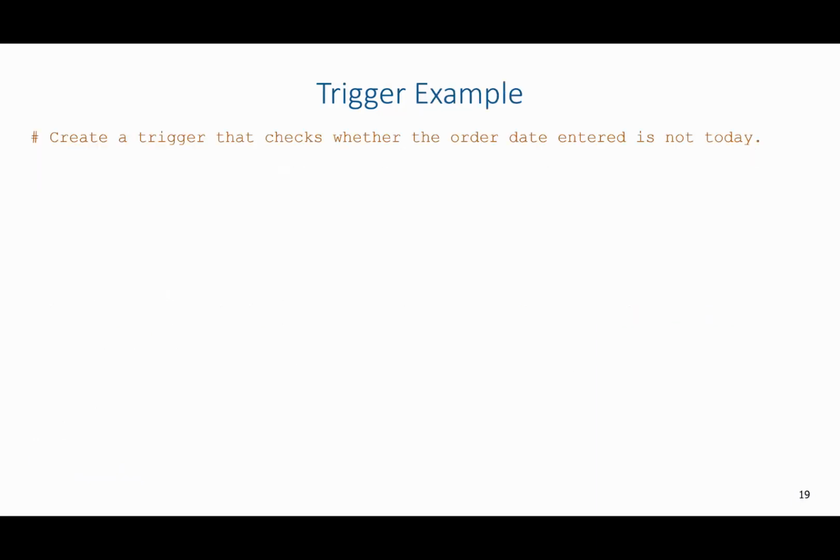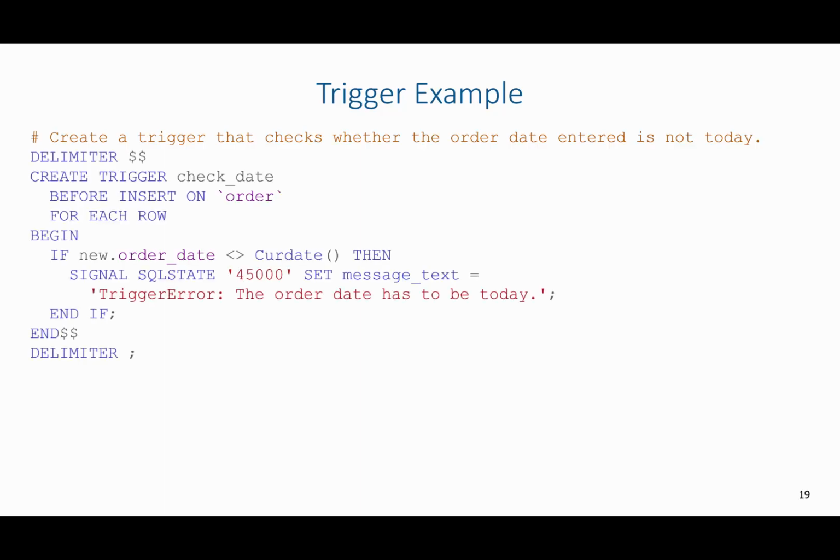If I wanted you to create a trigger that checks whether the order date entered is not today, we could start by saying delimiter $. We would then create the trigger called check date that is going to happen before insert, because before the data goes into the database, I want to know if the data is not today. So we're going to say before insert on the order table, and then for each row that we are inserting, and then we're going to begin and end our code.